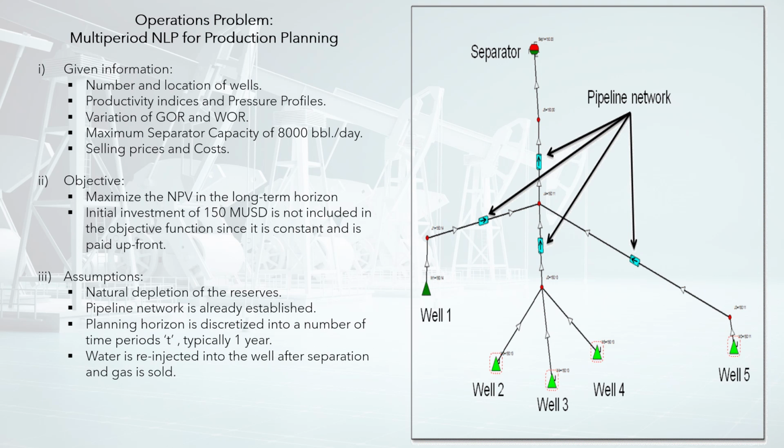The initial investment of 150 million is not included in the objective function since it is constant and is paid upfront. Assumptions: natural depletion of the reserves. The pipeline network is already established. The planning horizon is discretized into a number of time periods T, typically 1 year. Water is re-injected into the well after separation and gas is sold.